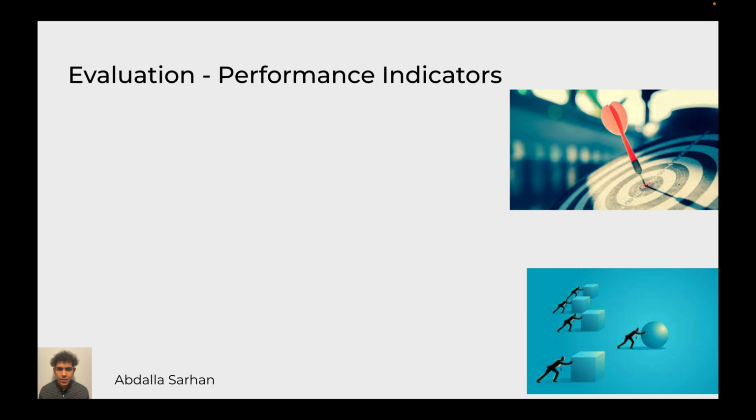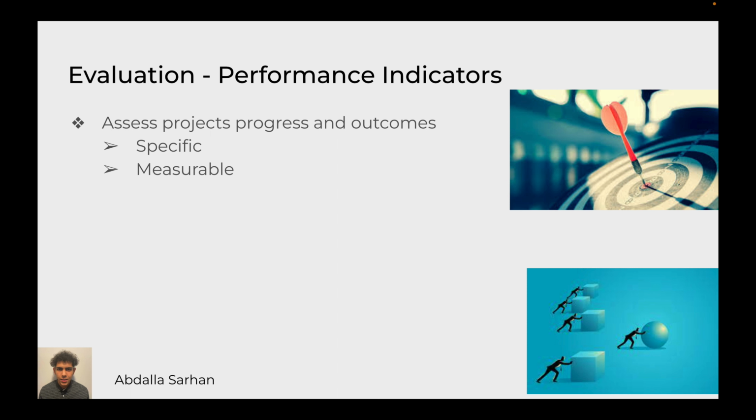The first step is to establish performance indicators. These are specific measures that are used to assess the project's progress and outcomes. Performance indicators should be specific, measurable, achievable, relevant, and time-bound. Did the project meet the target? Well, first we have to collect data.